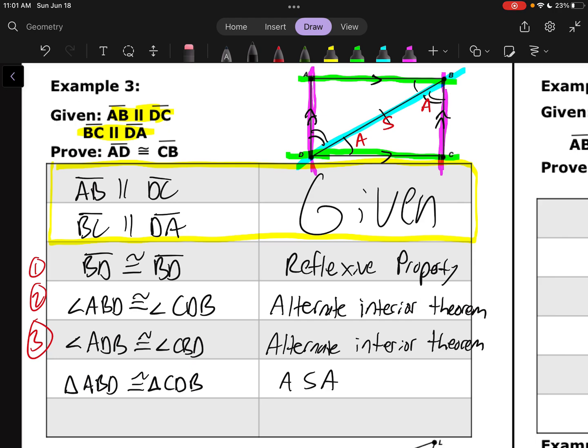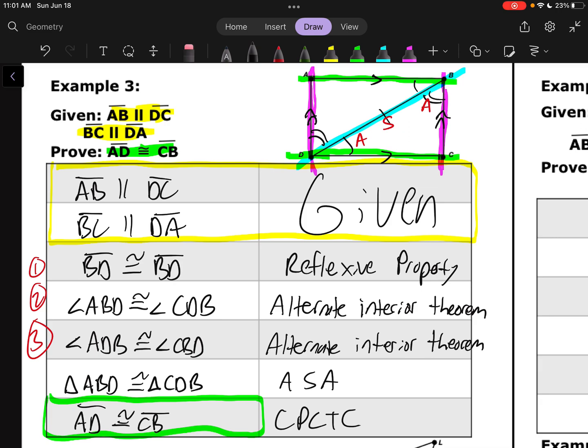And now that those triangles are officially congruent, AD must be congruent to CB by CPCTC. Since those triangles are congruent, all their corresponding parts are also going to be congruent. Anything that wasn't marked gets to be marked now. And just as a reminder, anytime you see parallel lines in the given, you should be thinking about alternate interior angles. It's a huge hint.